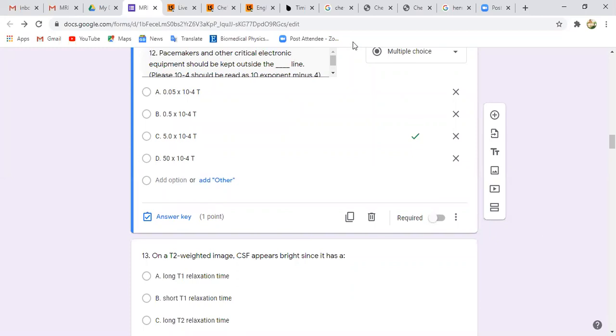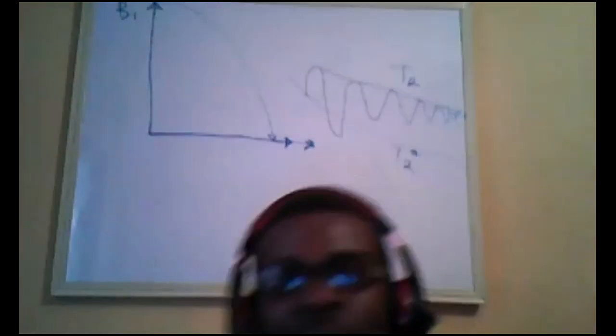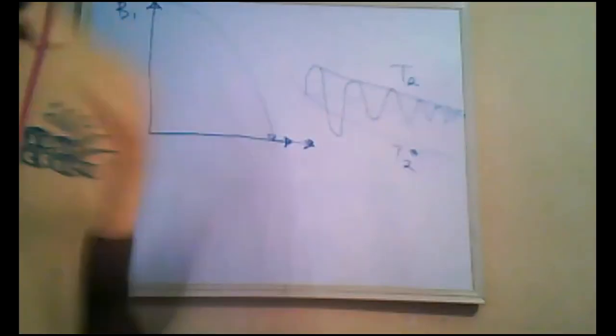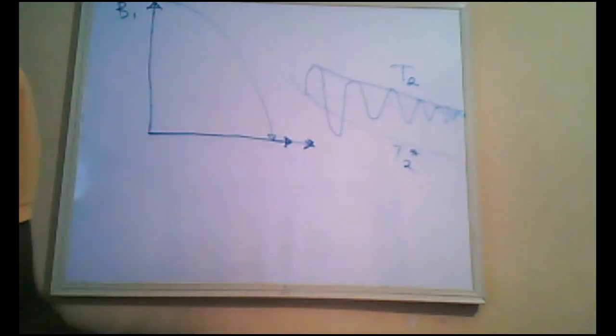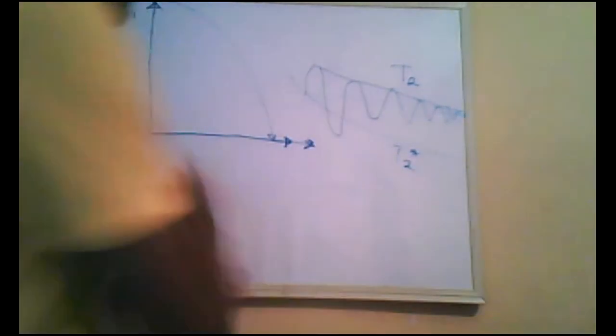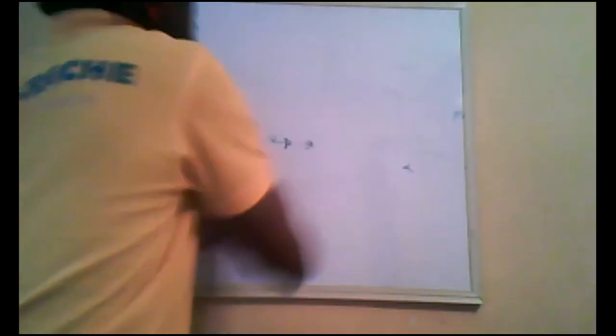Let me stop this and then. I think I went for D. 50,000 gauss or so. Let me stop the share. So this is one of the safety requirements for MRI scanner when installing the MRI. You have to make sure that at some point, I'm not seeing you. Okay, you can see. No.